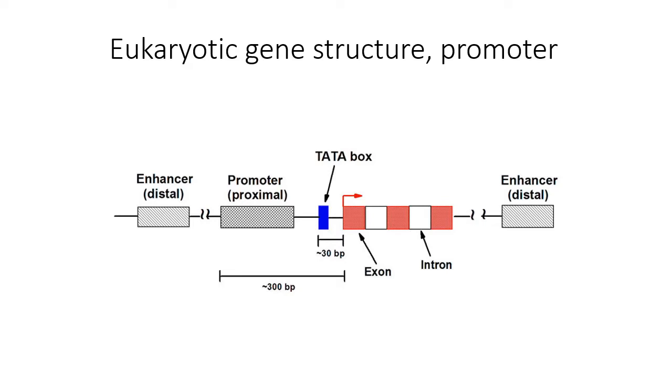So, of course, the Tata box, if it's there, is where polymerase will eventually assemble with the help of a host of transcription factors, etc. The promoter proximal region will bind proteins that can be either activators or repressors, which either facilitate or prevent binding of RNA polymerase. The enhancers, of course, can be much further away from the actual protein coding or transcribed region of the gene, as we'll see in a little while.